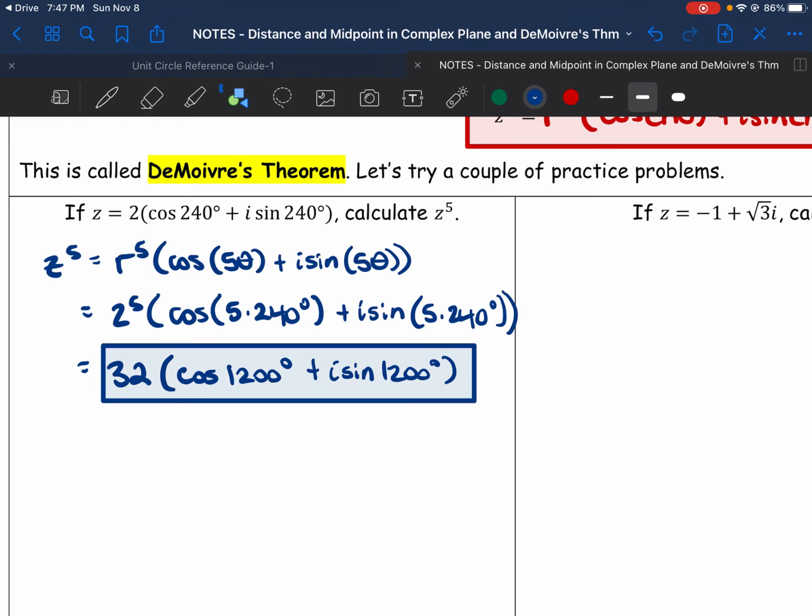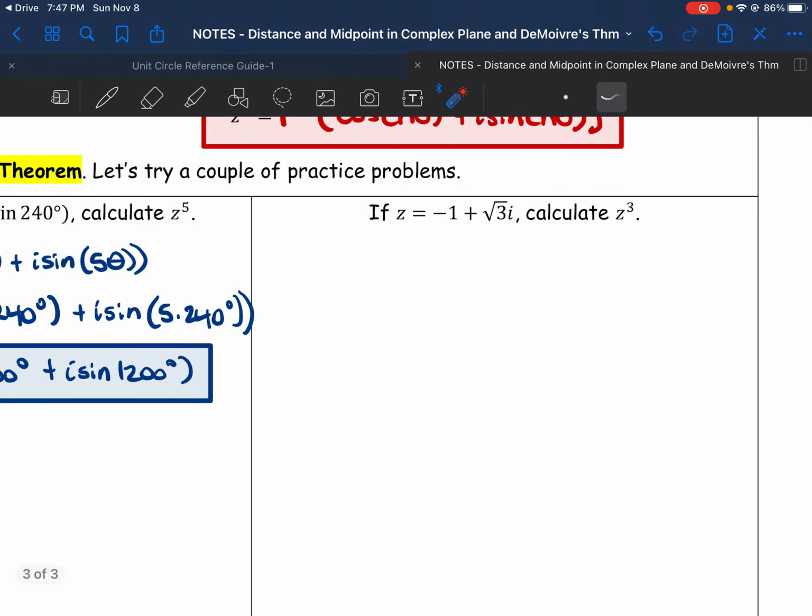And that would be our result. Notice how much faster that would be than doing 2 cosine 240 plus i sine 240 times itself 5 times. Or even worse, imagine if we had this number in rectangular form and you tried to raise that to the 5th power. That would get pretty nasty. Speaking of which, let's look at our next example.